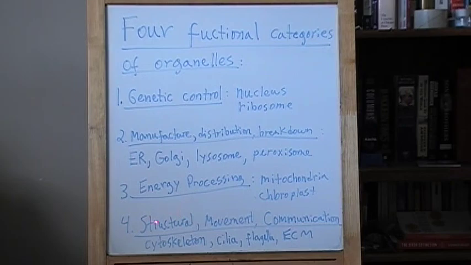And then finally, the structural movement and communication. So you have the cytoskeleton, those filaments. You have the cilia and the flagella, which are involved in movements of the cell. And communication, that's the extracellular matrix, as well as the cell junctions.